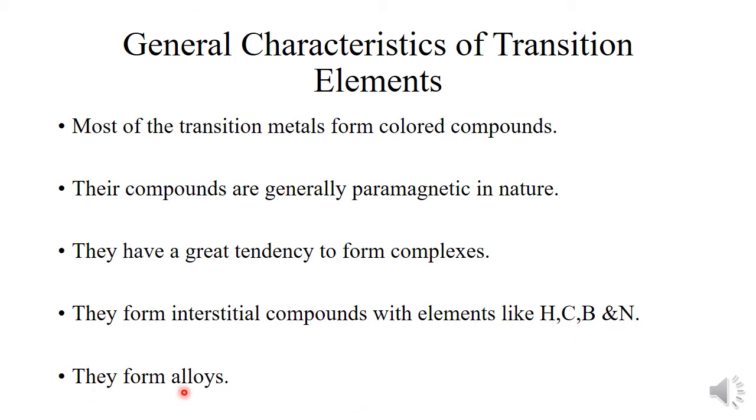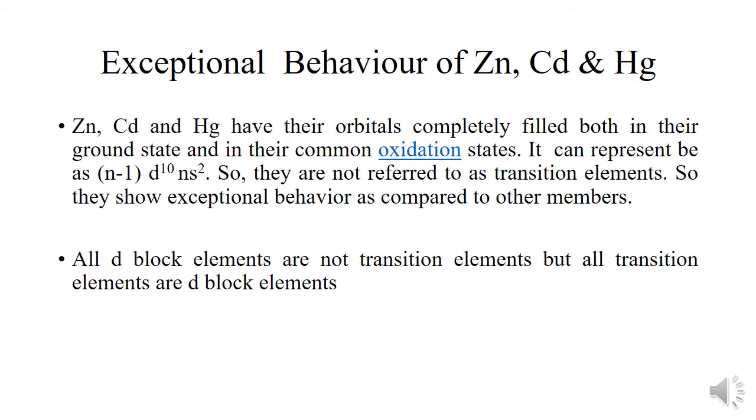And they also form a number of alloys. So with this, the general characteristics of transition elements are complete. Now next is the exceptional behavior of zinc, cadmium and mercury.